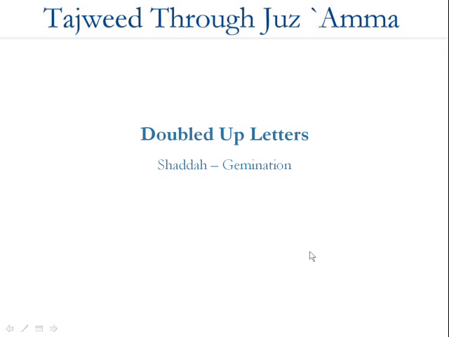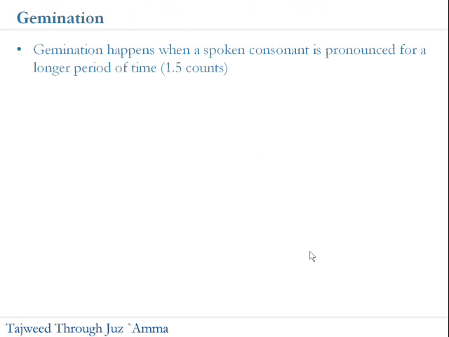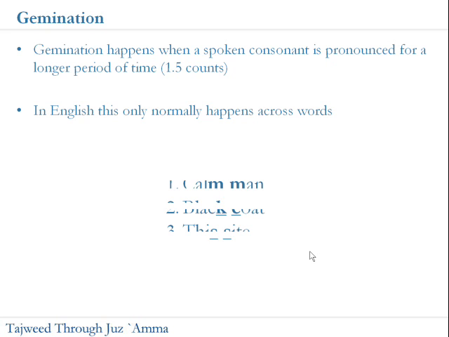Doubled up letters, the shadda, gemination. Okay, so we're going to talk about something some people call doubled up letters. In English they call it gemination, and it happens when a spoken consonant is pronounced for a longer period of time, and in Tajweed this is done for a count of 1.5. So let's explain it in English first.